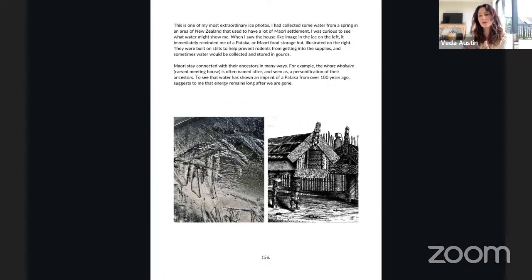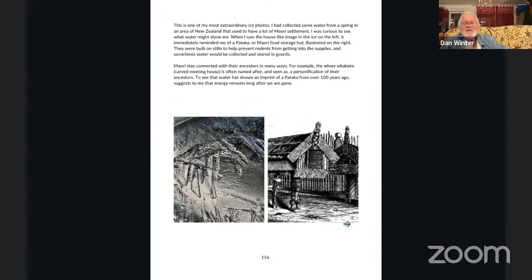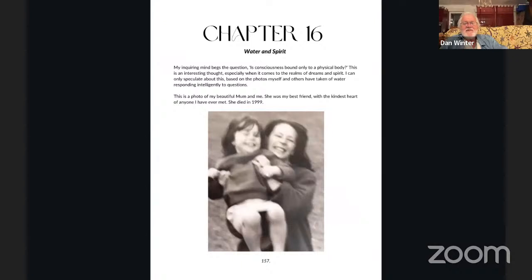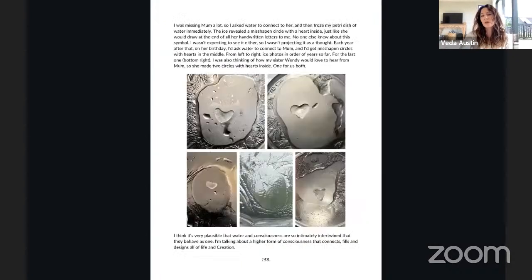There were two pātaka, one behind the other, and if you notice over here, there's another one behind it. Wow, I found that fascinating. Gorgeous. And this is about water and spirit. So if water isn't confined to time and space, why can it not connect to spirit?